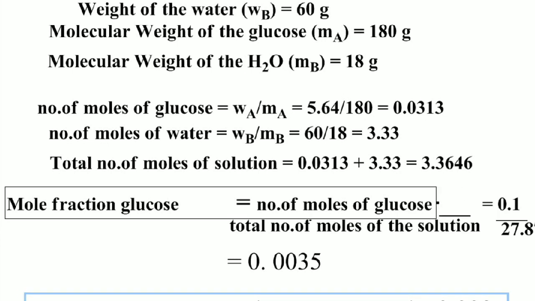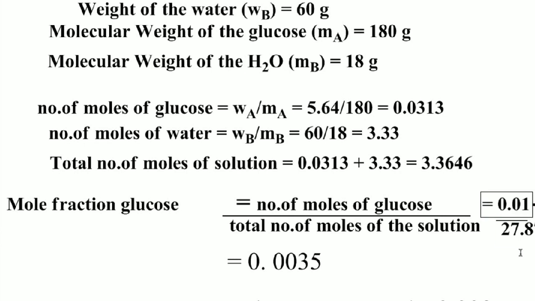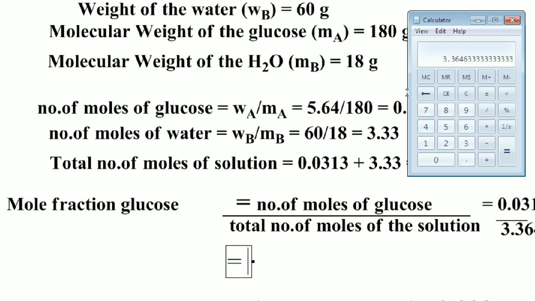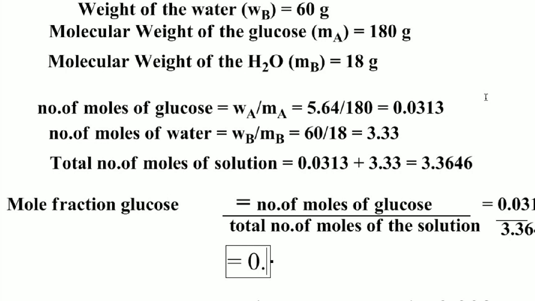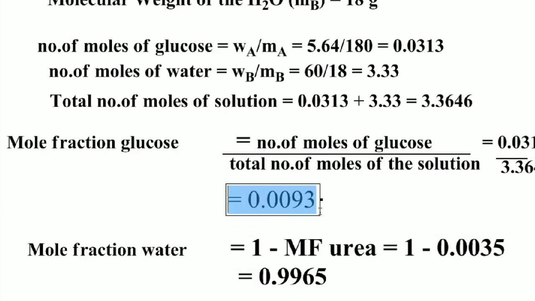divided by the total number of moles of the solution, that is nothing but 0.0313 divided by 3.3646, that equals 0.0093. So 0.0093 is the mole fraction of glucose.